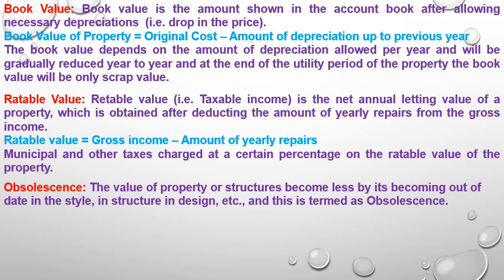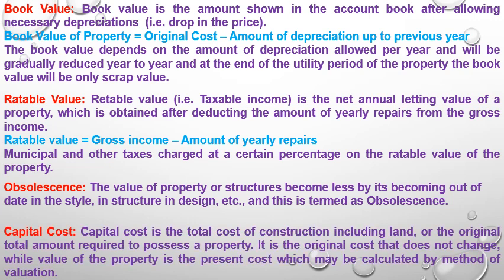Next, obsolescence. The value of a property or structure becomes less, and even very much less, by its becoming out of date in style, structure and design, etc. This is termed obsolescence. Next term is capital cost. Capital cost is the total cost of construction including land, or the original total amount required to purchase a property. It is the original cost that does not change, while value of the property is the present cost, which may be calculated by the method of valuation.